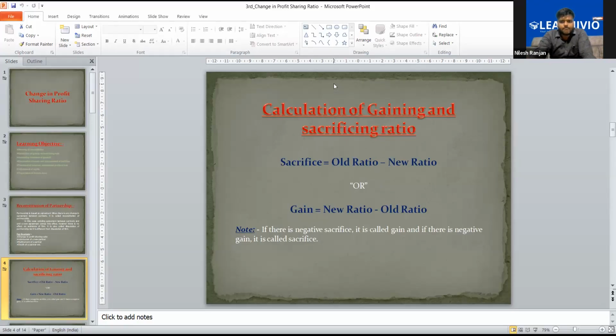Done? So change in profit sharing ratio is a whole new chapter, right? Yes. So done with the screenshot. Okay. Everyone completed? Yes, sir. Okay.